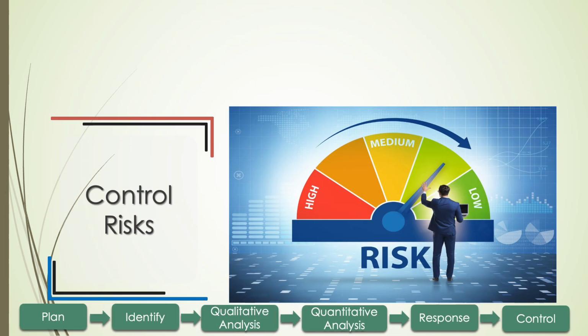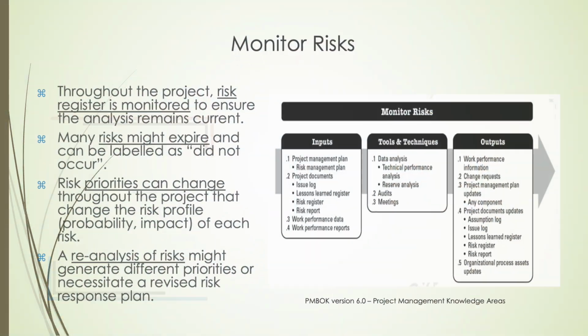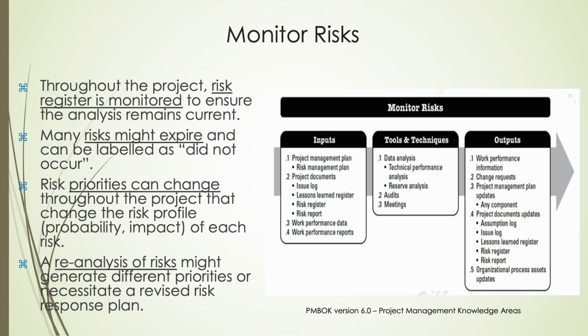Control risks is the continuous process of monitoring, evaluating, and adjusting risk responses to ensure project objectives are protected from uncertainty. Monitor risks is the proactive and continuous process of ensuring that the risk management strategies remain effective and relevant throughout the project lifecycle. It involves regularly reviewing the risk register to confirm that existing risks are still valid, priorities are current, and responses are working as intended.